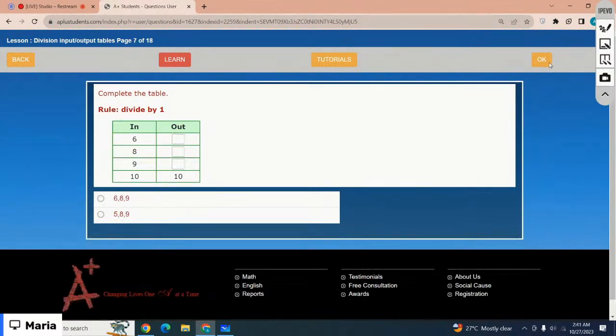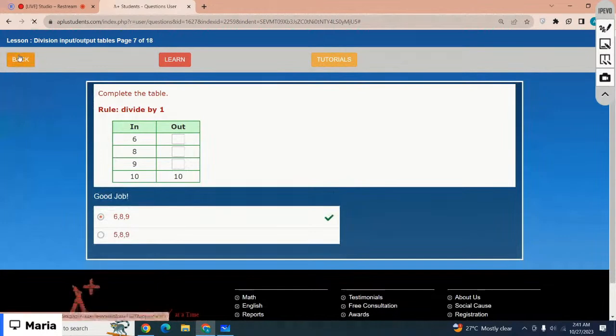Okay, complete the table. Divide by 1. Which is the correct option? Yes, the correct option is 6, 8, and 9, right? Okay, you can complete the lesson by yourself later today.